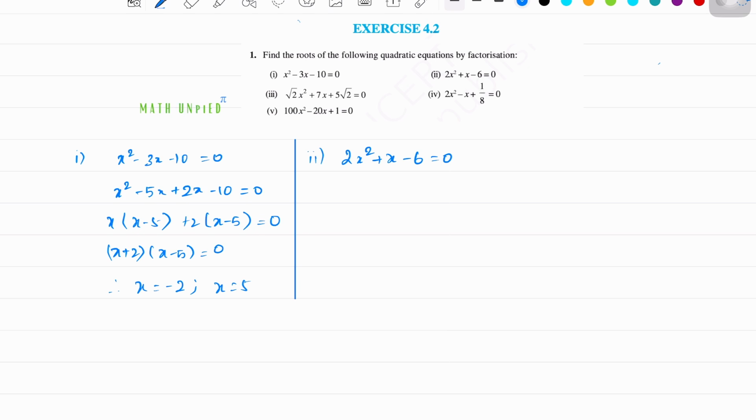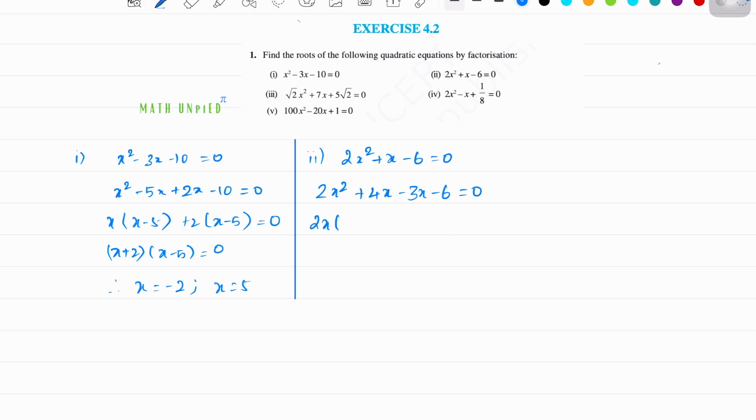2x squared plus x minus 6 equals 0. Since there is a term, a equals 2, we have to split the middle term in such a way that if you add it should give 1 and if you multiply it should actually give 2 times 6 or 12, in fact negative 12. So we'll split that accordingly. So this will be 2x squared plus 4x minus 3x minus 6 equals 0. So plus 4 and negative 3 will give 1 and 4 into negative 3 will give negative 12, which is 2 into negative 6.